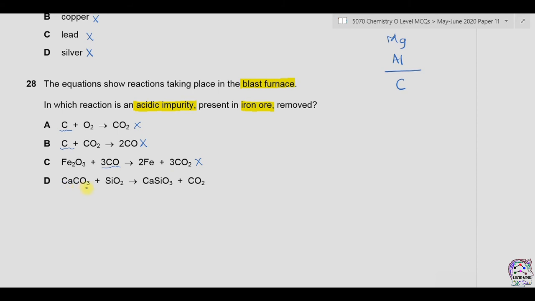In D we have calcium carbonate that reacts with silicon dioxide to form calcium silicate plus carbon dioxide. Now in this reaction, silicon dioxide is present as an impurity in iron ore. And this impurity is removed in the form of calcium silicate, which is also called the slag. So the correct option is D.